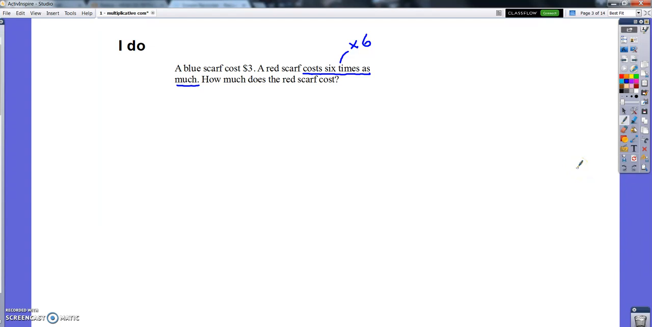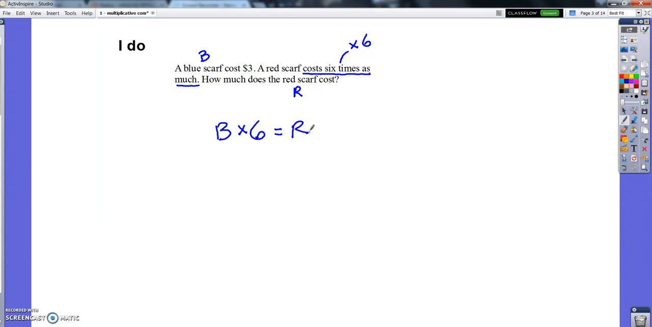So what I see in this situation, I'm going to use letters. I'm going to call my blue scarf B, and I'm going to call my red scarf R. While you could probably solve this without setting it up this way, I still want to do this. This situation is telling me that the red scarf is 6 times more expensive than the blue scarf. So the blue scarf times 6 is going to tell me the cost of the red scarf.